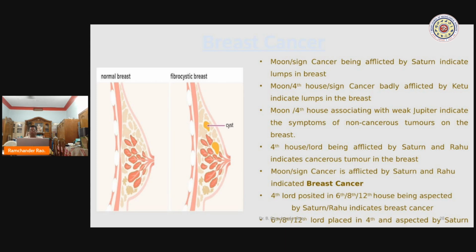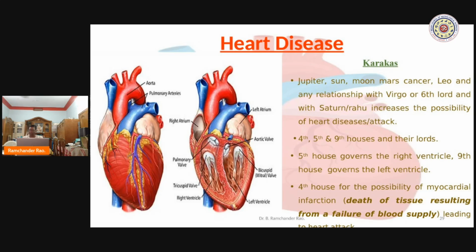So I will just go for heart disease now. One day I take only 5 minutes now. So what are the karakas? Now heart disease. There are thumb rules where we can say that you are going to get a heart problem during this dasa, and those thumb rules are given here. Jupiter, Sun, Moon, Mars, Cancer, Leo or any relationship with Virgo or sixth lord and with Saturn and Rahu increase the possibility of heart disease or heart attack. That is very, very important.